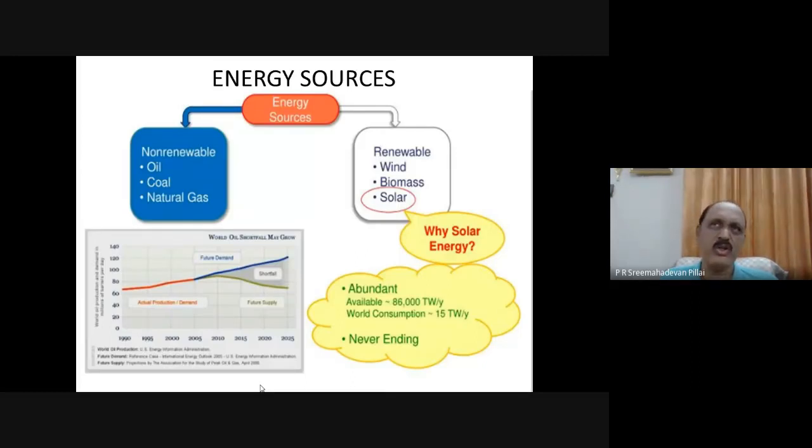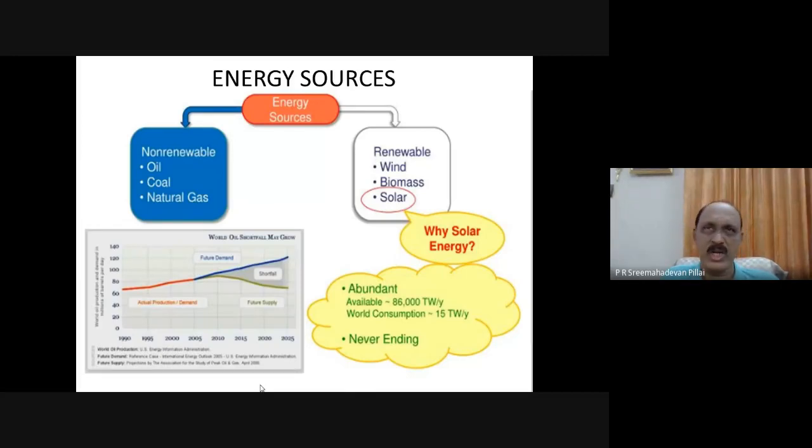Energy sources we classify mostly into two categories: non-conventional or renewable energy, and conventional energy which is non-renewable. Non-renewable means oil, coal, natural gas. Any fossil fuel in general is non-renewable because we take it directly from the earth and we finish it off. They convert themselves to carbon dioxide and water and energy which we are using.